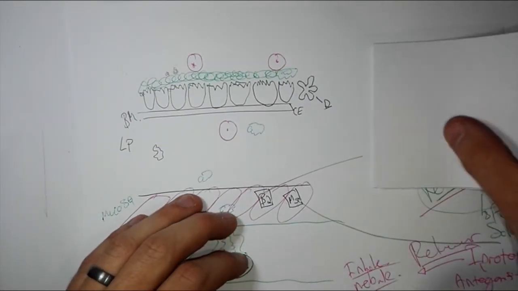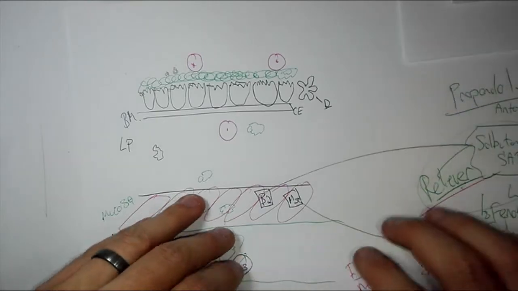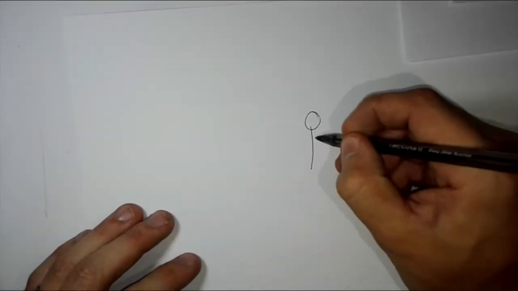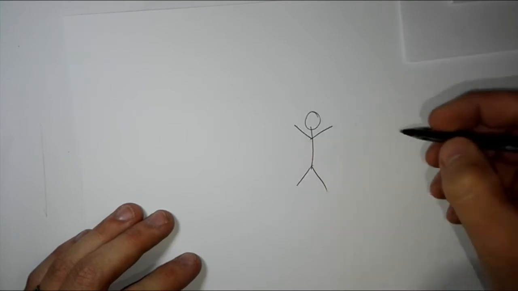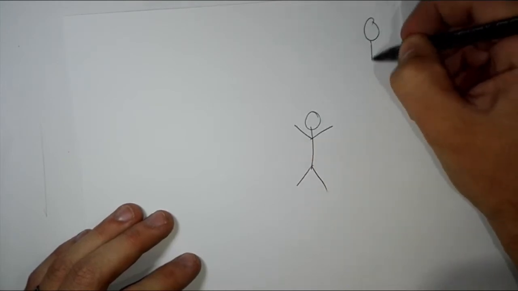So how did we get asthma? Let's quickly make a drawing for fun. This is Jimmy. And this is Jimmy's dad. He is much taller than Jimmy.